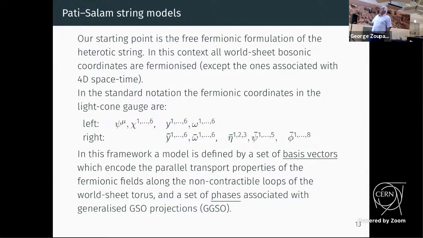So our starting point is the free fermionic formulation of the heterotic string. In this context, all world-sheet bosonic fields are fermionized, except space-time. And we use the standard notation. These are the internal fermions, which parameterize the three tori. And this is the right part, and this is the left part. In this framework, a model is defined by a set of basis vectors, which encode the parallel transport properties of the fermionic fields along the non-contractible loops of the world-sheet torus, and a set of phases, which are associated with GSO projections. So roughly speaking, in the free fermionic formulation, we can construct models by just assigning phases to these fermions and a set of phases which are the GSO projections.